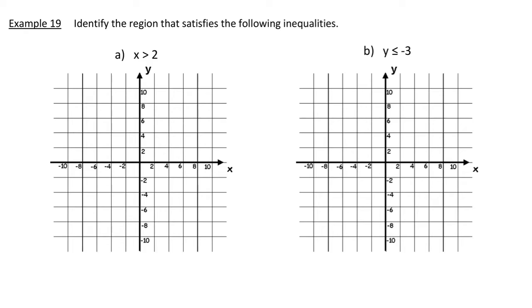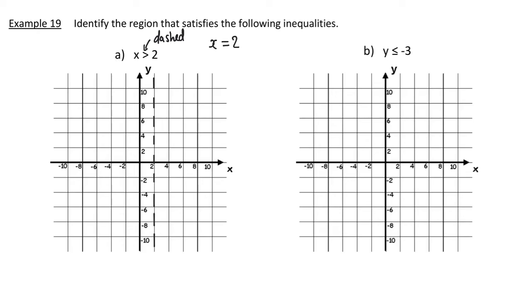So the first one is the line x is bigger than 2. Now x is bigger than 2 is going to look like the line x equals 2. But because it's a more than, it's going to be a dashed line. Now the line x equals 2 is a vertical line which passes the x-axis at 2. So our line is going to look like this.